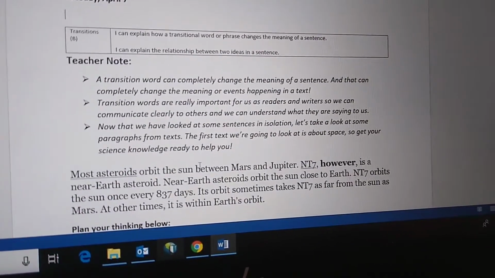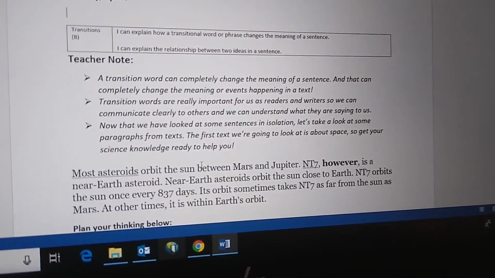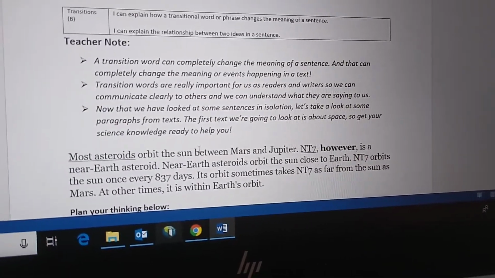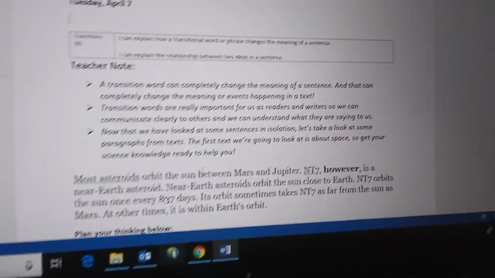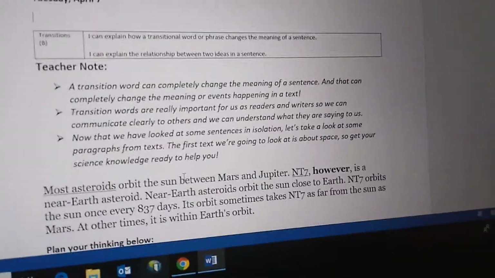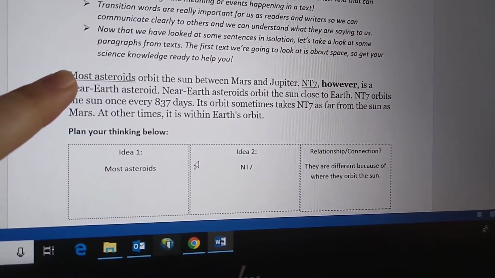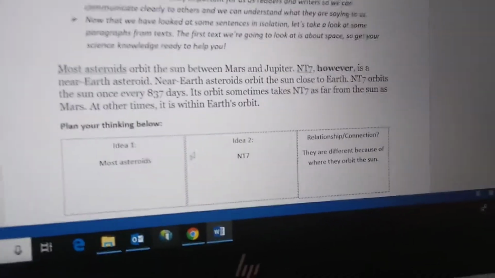Now that we have looked at some sentences in isolation, let's take a look at some paragraphs from text. The first text we're going to look at is about space, so get your science knowledge ready to help you. This is the sentence right here. Most asteroids orbit the sun between Mars and Jupiter.